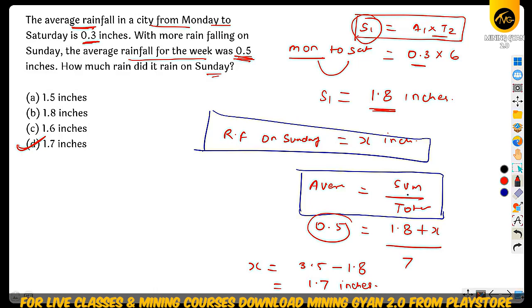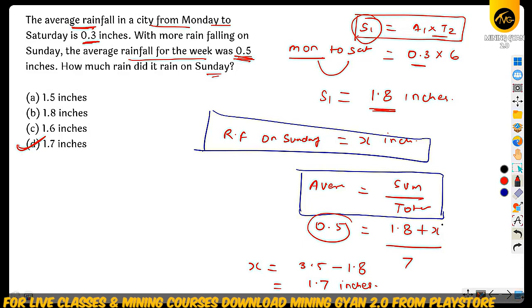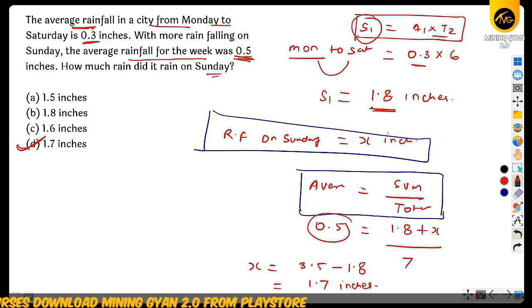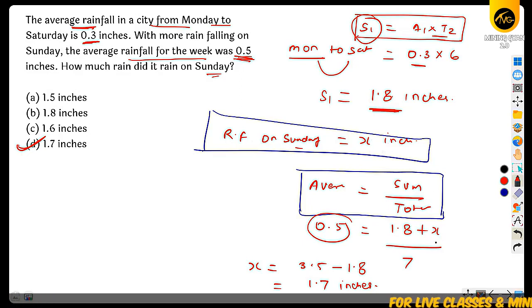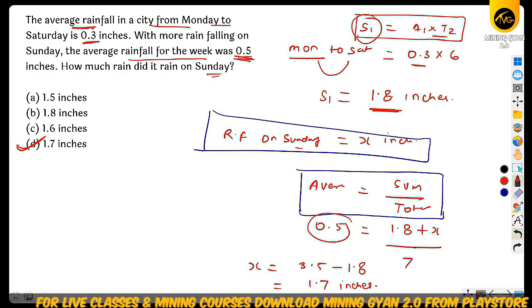Now we will use the same basic or traditional formula of average, that is average is equal to sum divided by total. Now what is the sum? Basically the total number of days in a week, that is 7 days. So we have already the total rainfall, that is 1.8, which is for 6 days. Now the 7th day is Sunday, and that is X inch, that we have already assumed. Now the sum of these 7 days is 1.8 plus x, divided by the total number of elements. In this case, the elements are the number of days, that is 7 days, which is equal to 1 week.